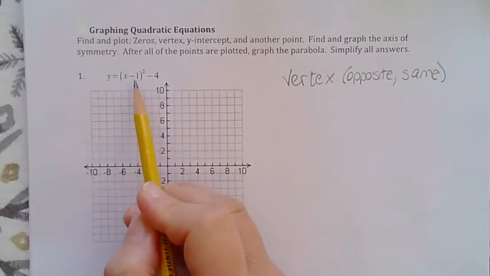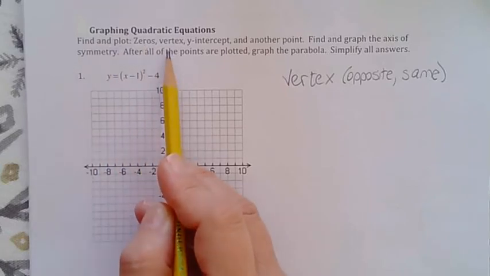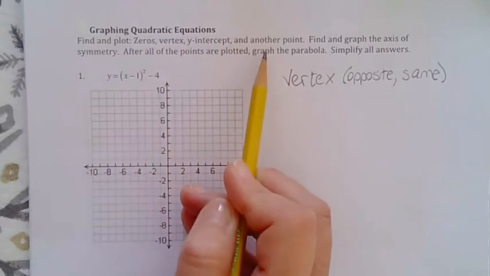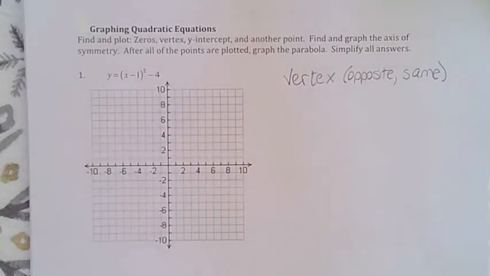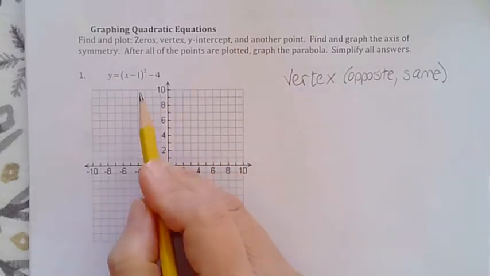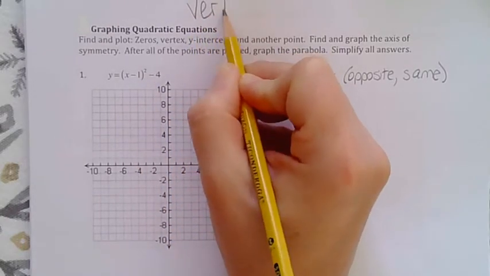For these quadratic equations, we're going to find and plot the zeros, vertex, y-intercept, and another point. We're also going to graph the axis of symmetry. It's going to help us out a little bit. This equation is given to us in vertex form.